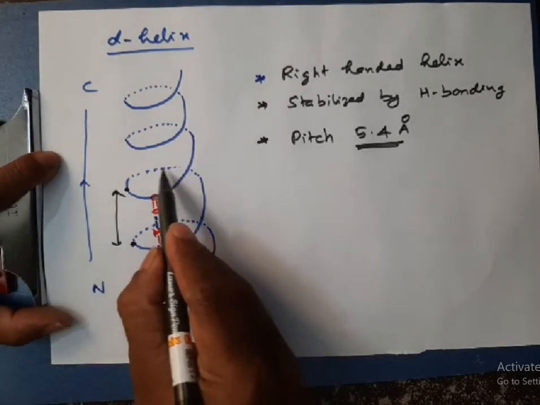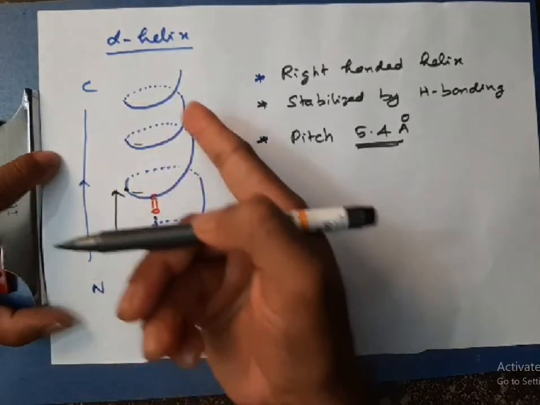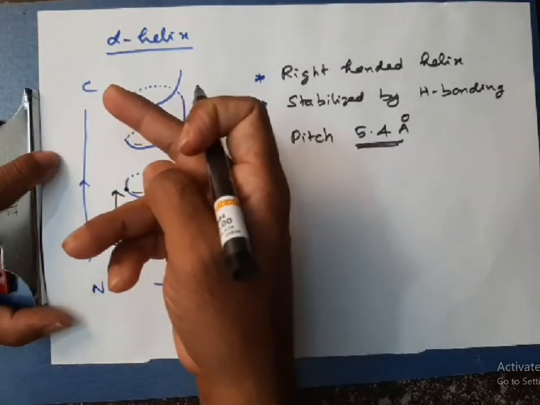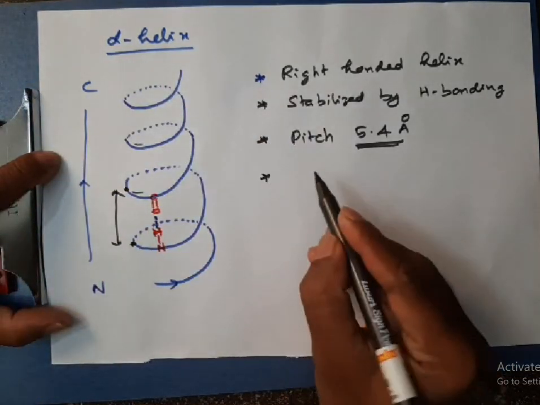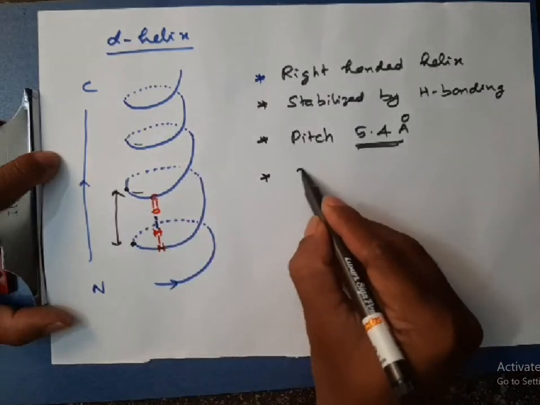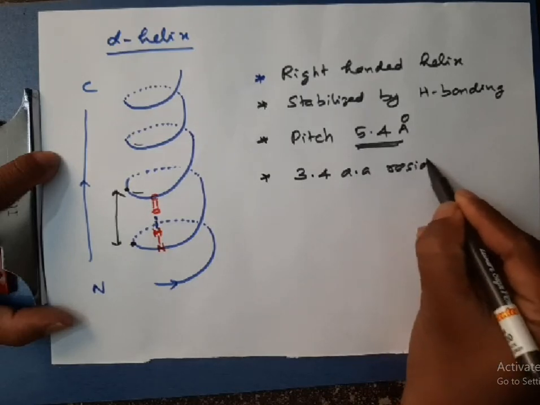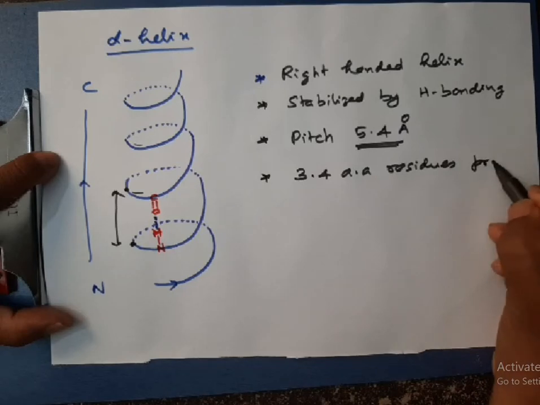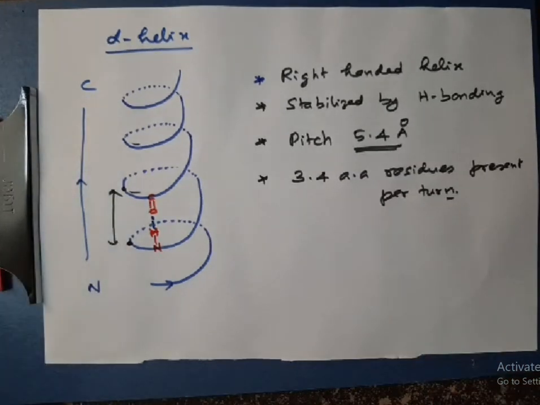5.4 angstrom units. And in each turn, this is a turn, this is another turn, this is another turn. In each turn, there are amino acid molecules present, right? Many amino acid molecules are present. How many amino acid molecules are present in one turn? Number of amino acid molecules in one turn: there are 3.4 amino acid residues. I'll use the word residues. Amino acid residues present per turn. In one turn, we have 3.4 amino acid molecules. Not exactly 3, not exactly 4. In between, 3.4. 3.4 amino acid residues present per turn.